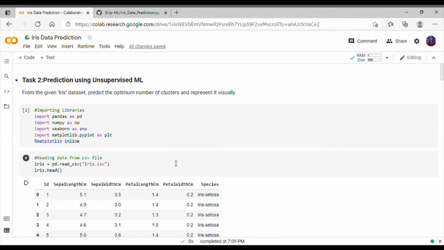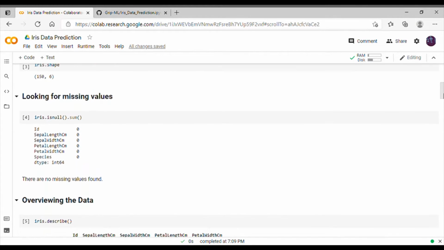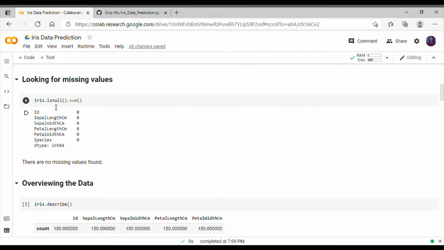Now reading the data from the CSV file, we have used the pd.read_csv function. This is the data that we have found. Now checking the shape of the data using .shape, we have found that there are 150 rows and 6 columns. Looking for missing values in the data, we have used .isnull().sum(). Here there are no missing values found.